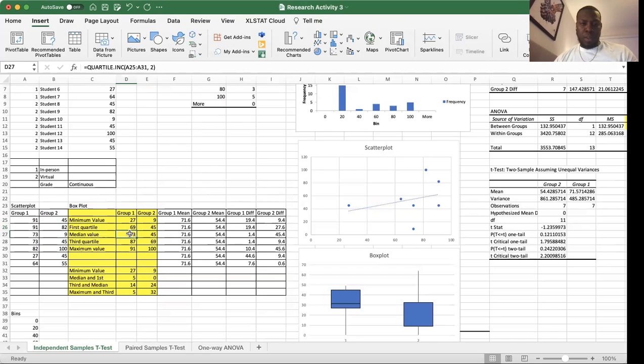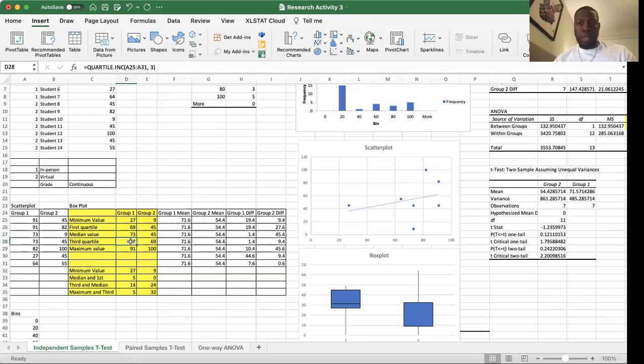All right, then I go to median value. Once again, it gave me the same formula. Use the same information from A25 to A31. And then it has a two up here now because this is the quartile two. I calculate it, it gives me 73, and I do the same thing for group two.